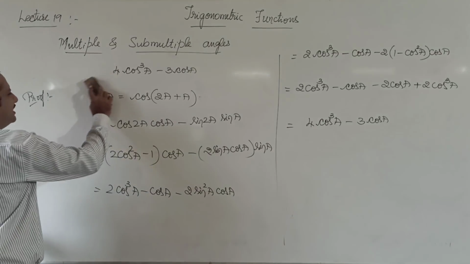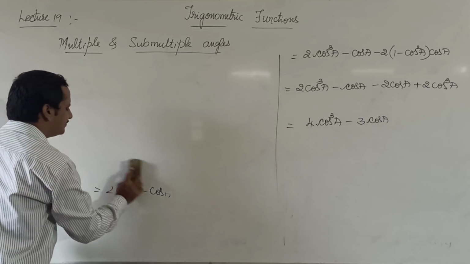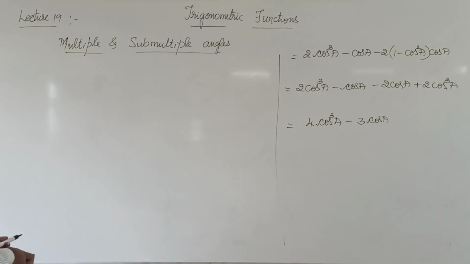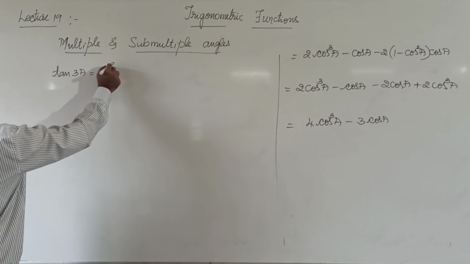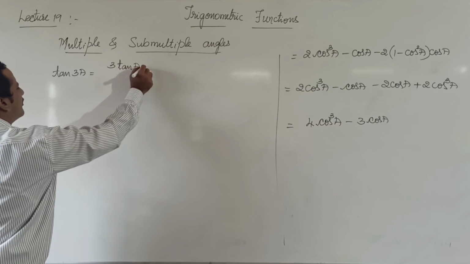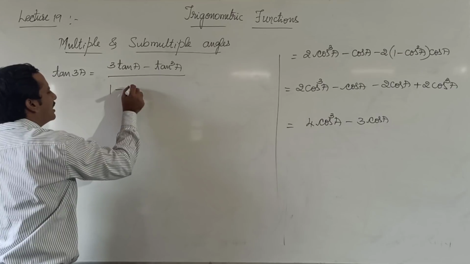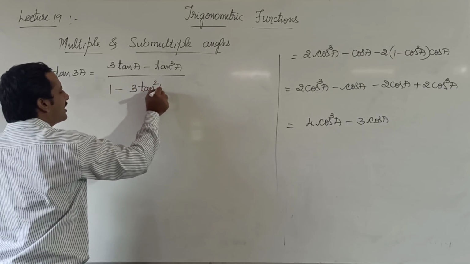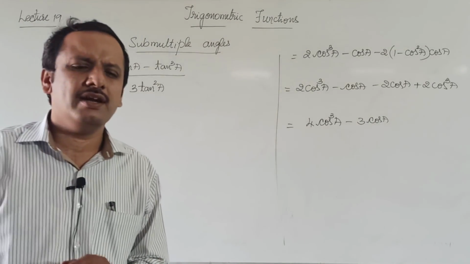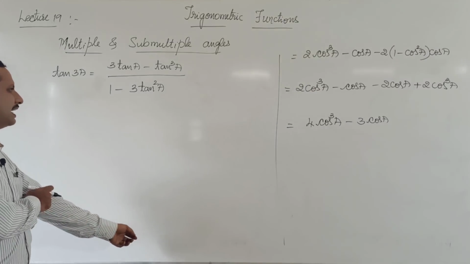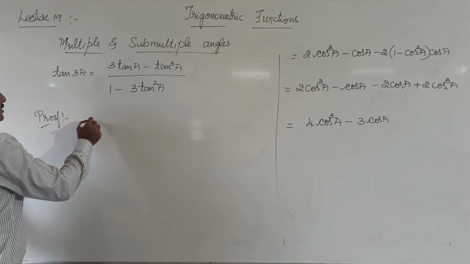Okay, next result. Tan 3a is equal to 3 tan a minus tan cube a divided by 1 minus 3 tan square a. Let us prove this result as well.